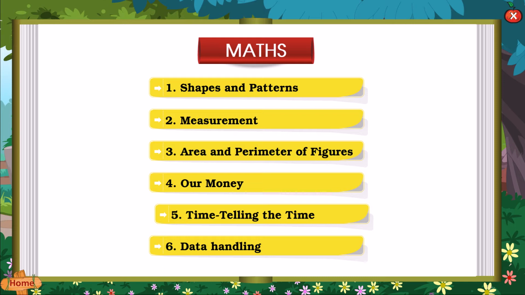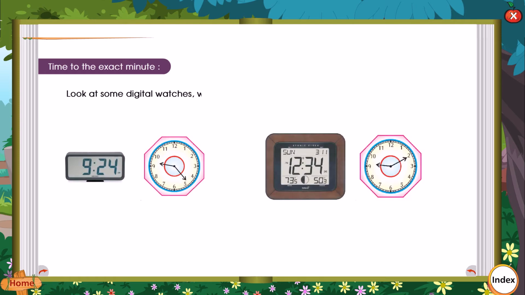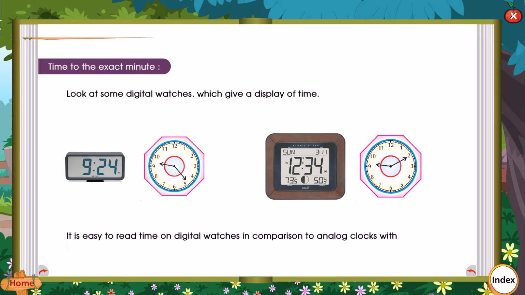5. Time. Telling the time. Time to the exact minute. Look at some digital watches which give a display of time. It is easy to read time on digital watches in comparison to analog clocks with hands of hours and minutes.